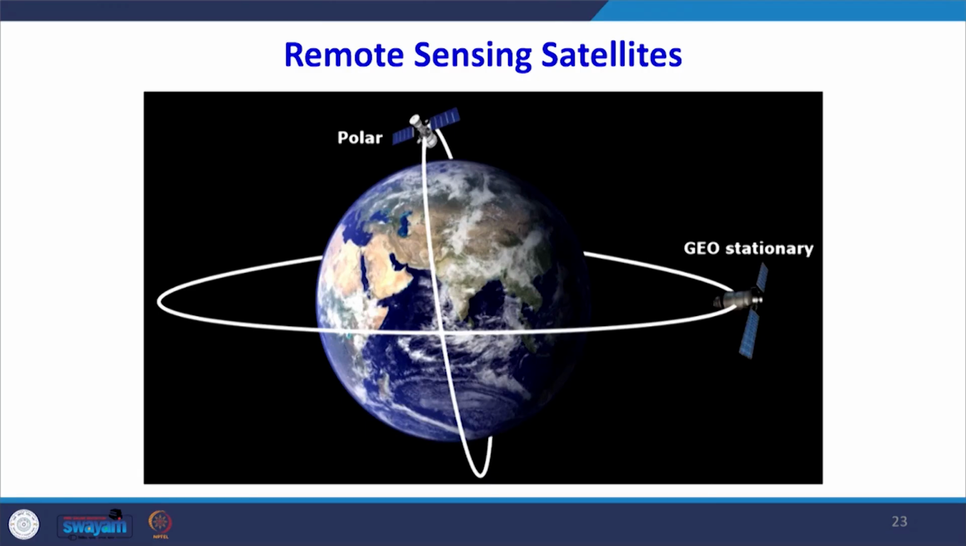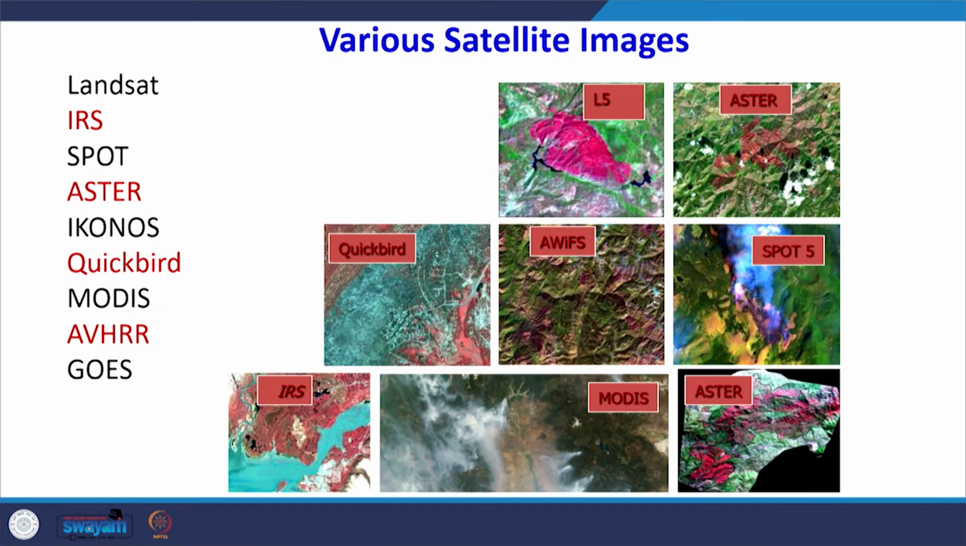We also use satellite images. There are various kinds of satellite images available to us, from medium resolutions to coarser resolutions to very high resolution satellite data, from which we can extract information depending upon our requirement.